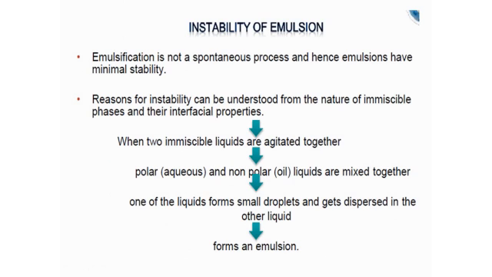So again, why does instability of the emulsion occur? We all know that emulsion is not a spontaneous process, hence emulsion has minimum stability. Why? This is a flow chart of how emulsions are made. Two immiscible liquids are agitated together. The polar or aqueous phase and the non-polar oil phase are mixed together, so one of the liquids forms smaller droplets and gets dispersed in the other liquid. One becomes the dispersed phase, another becomes the dispersion medium, and that finally forms the emulsion.